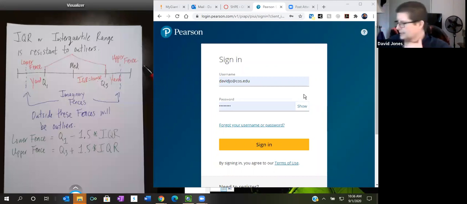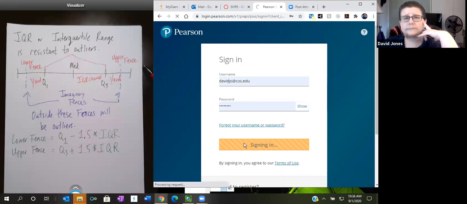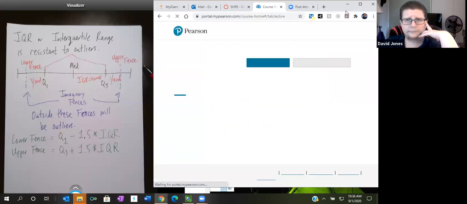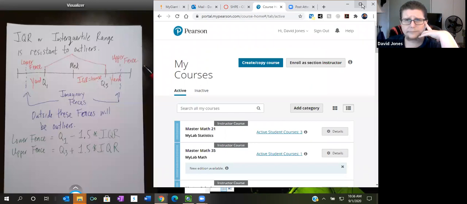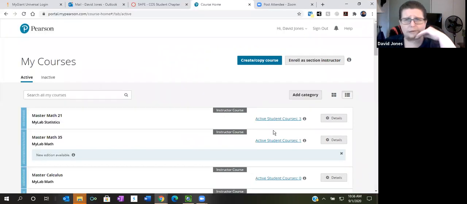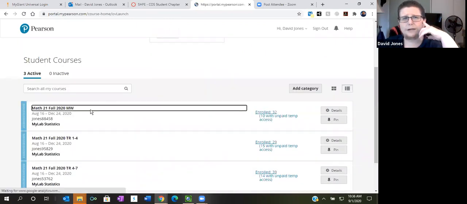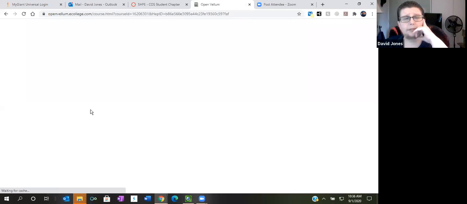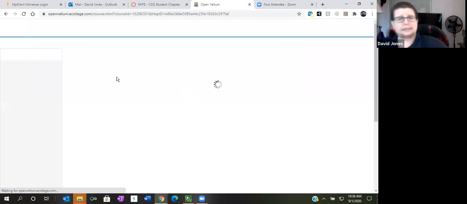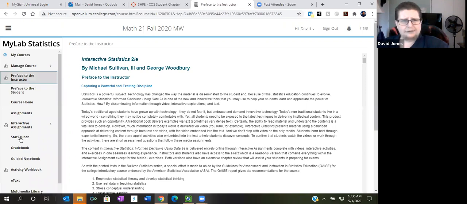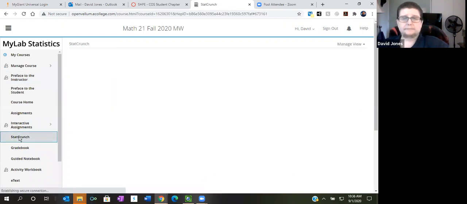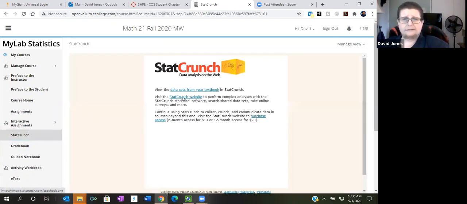So let's take a look in StatCrunch. I want to show you how it's working. I'm going to sign into Pearson. I think I'll maximize this to make it easier to see. I've got 3 stats classes, doesn't matter which one I pick. They all have the same coursework and same design. StatCrunch is here on the left. I'm going to select it. I'll click visit the StatCrunch website.